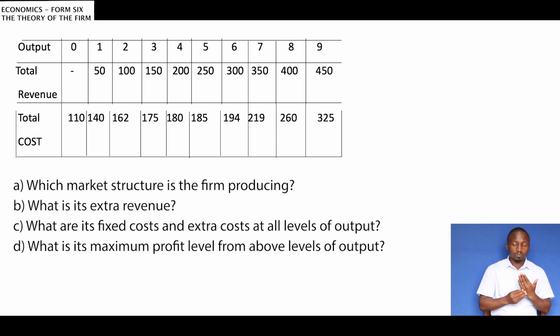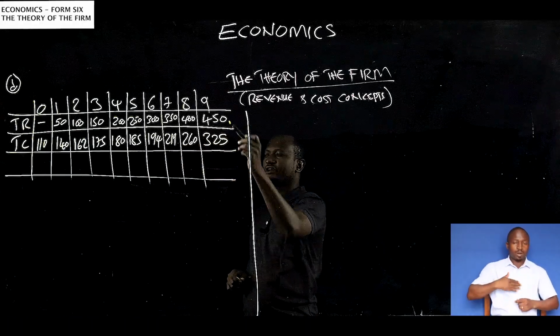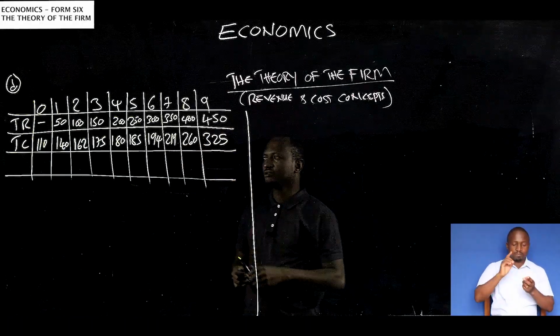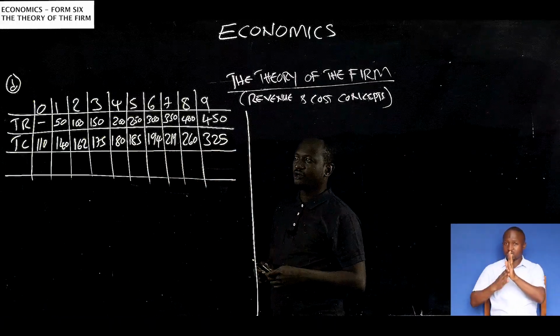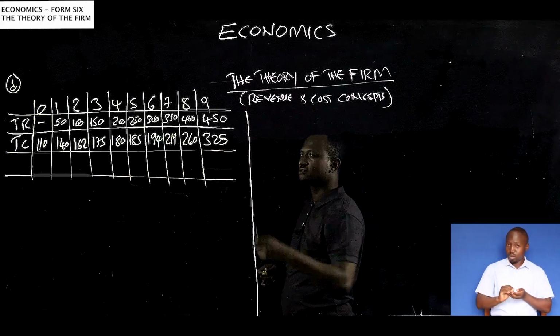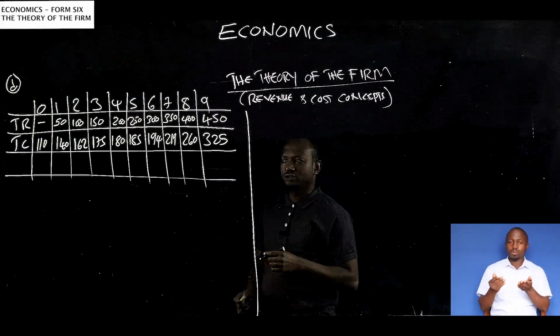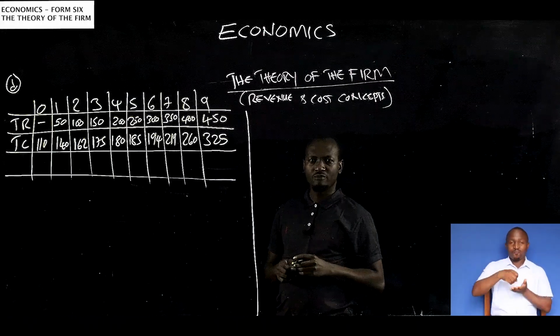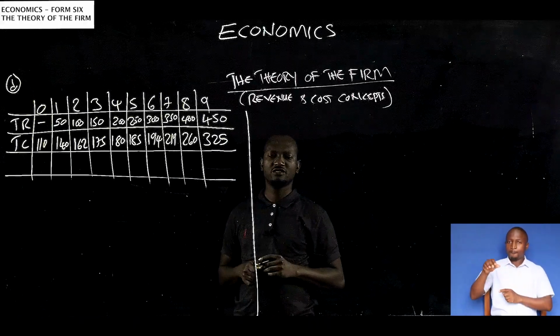What is its maximum profit level? From this part D, from our question we have total revenue figures from 0 up to 9 output levels, and we have figures for total cost from 0 up to 9 output levels. So we are asked to find maximum profit.